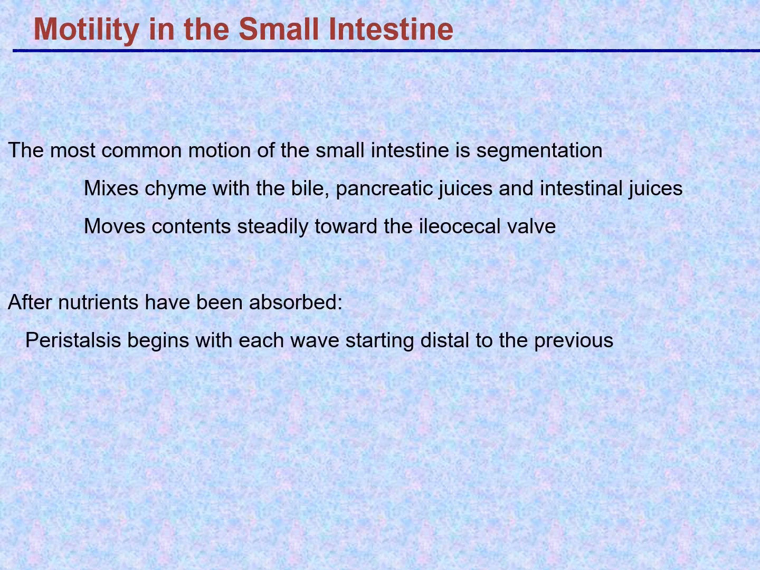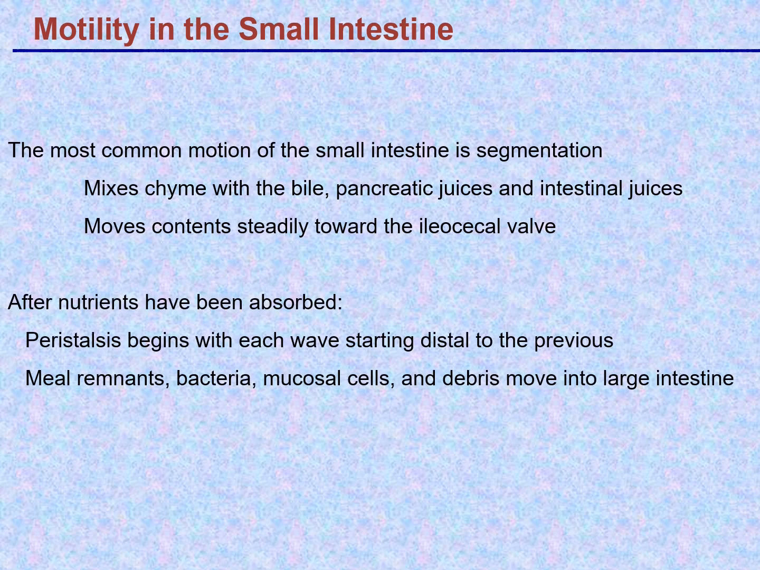The small intestine is fairly mobile. The most common kind of motility of the small intestine is segmentation, where alternating areas of the gut are contracting to help mix the chyme with the bile and pancreatic digestive juices, and also intestinal digestive juices that are enzymes that are released. And it does somewhat, besides mixing, help move them distally down towards the ileocecal junction, the valve there.